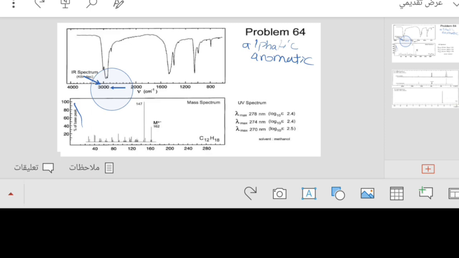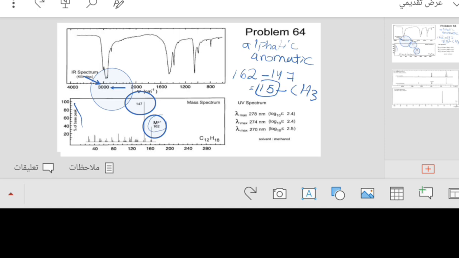Okay, next we'll check the mass spectroscopy. The molecular peak is around 162. Okay, and the second one we have is 147. We will subtract: the molecular weight, which is 162, minus 147, which gives us 15. This indicates that there is a breakdown of CH3 from the compound, that the breakdown of the molecule happens on the CH3.